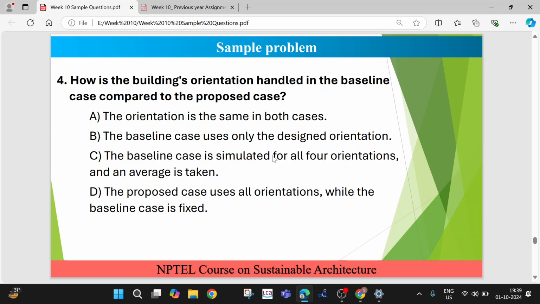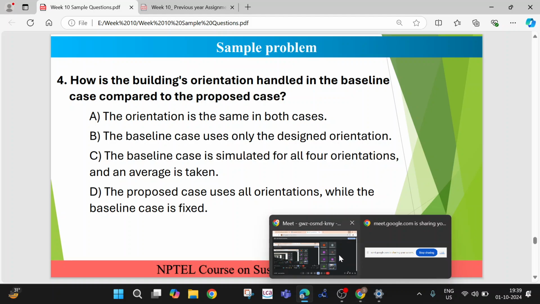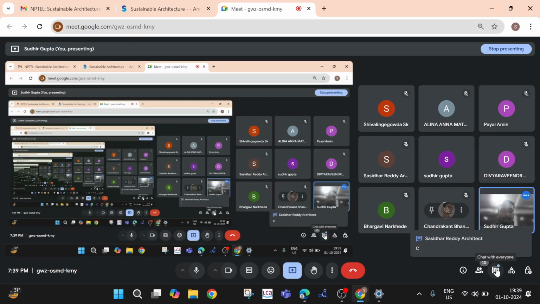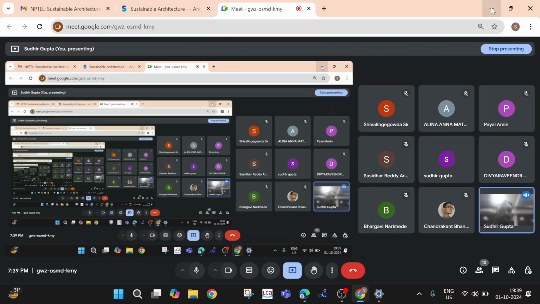Whether option A is correct or B is correct, or option C, which says the baseline case is simulated for all four orientations and an average is taken. So out of that, let's see which you think to be the right answer. C. So C is the right answer for this question. That says the baseline case is simulated for all the four orientations and an average is taken.